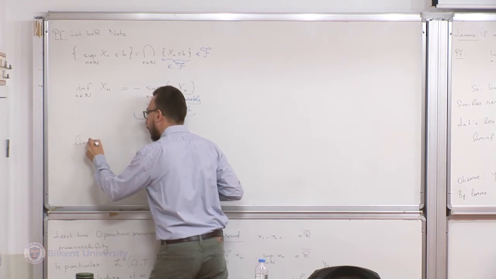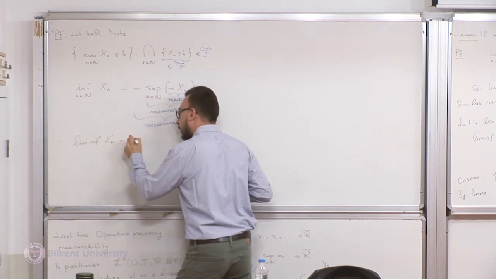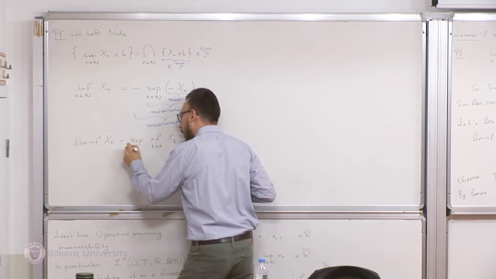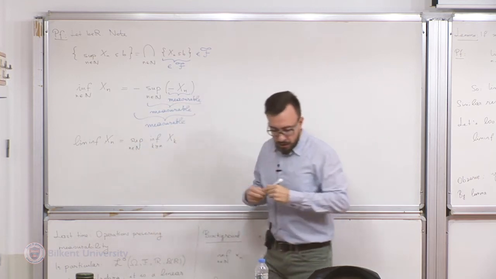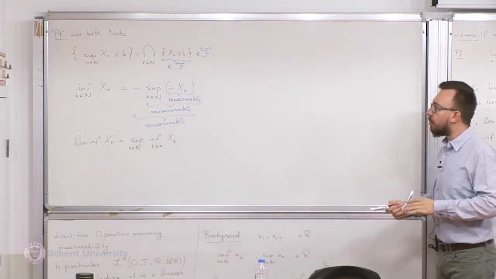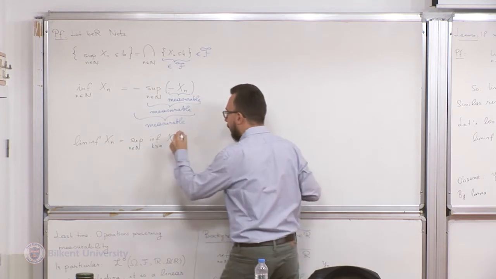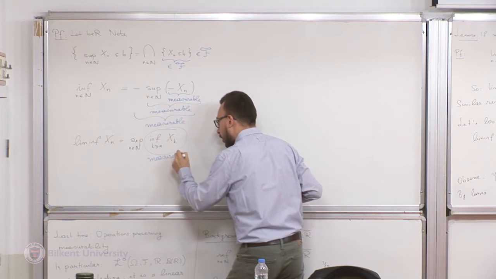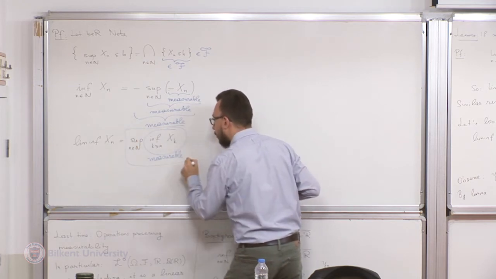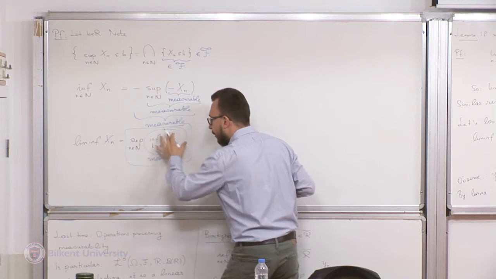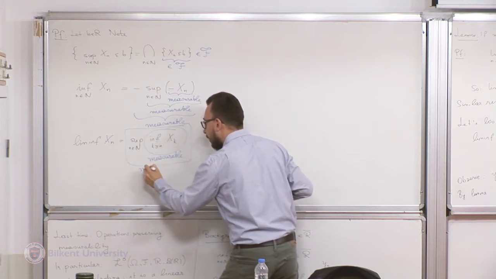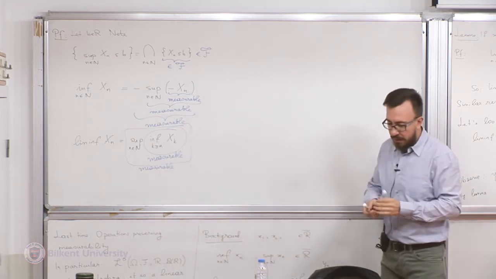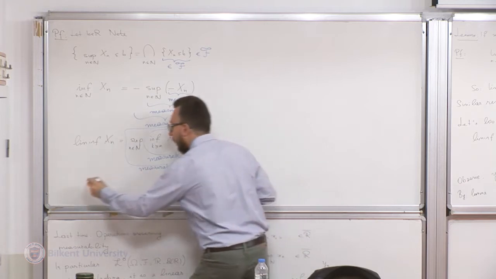Liminf is sup inf. So now you can use the previous two facts. Infimum of a sequence is measurable. And supremum of another sequence of measurable functions is measurable. Therefore, the liminf is measurable. Limsup is similar.